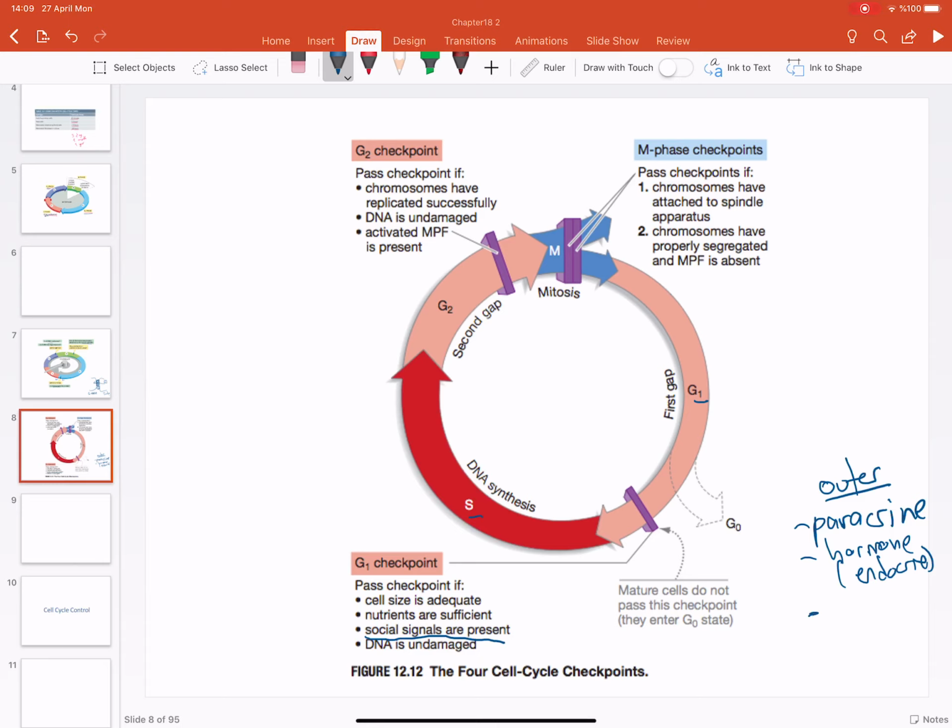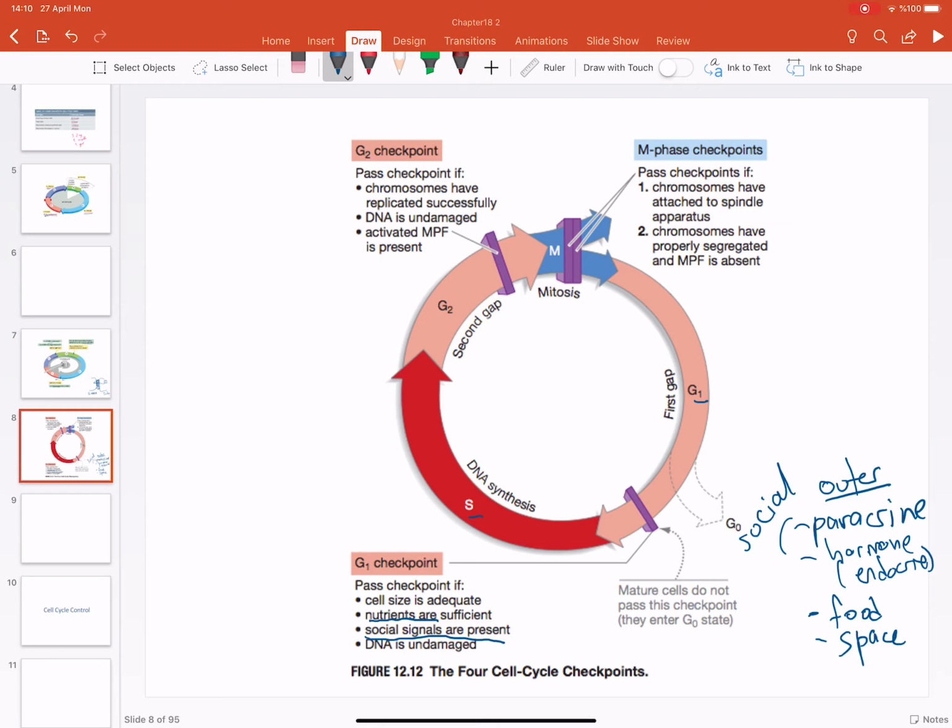In addition to social signals, it should check if there is enough food. Because if there is not enough food for one single cell, there is no point of cell division to make two cells, because it obviously will not be enough for two cells. If there is enough oxygen and if there is enough space, because if the environment is overcrowded, it's not going to divide. I mean, there should be enough space for new coming cells.